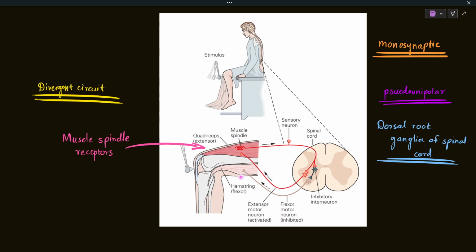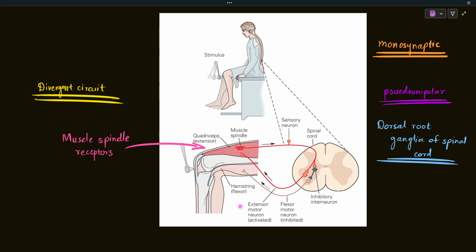So for ensuring that the extension movement is very smooth and there is no conflicting movement, like at the same time you are stimulating the extensor muscle and the flexor muscle, then the movement will be quite conflicting. You won't be able to keep the balance, and you won't be able to maintain your posture, and that can lead to some accidents, right? So we have to ensure that the extensor muscle is activated, it is contracted, while the hamstring muscle is inhibited.